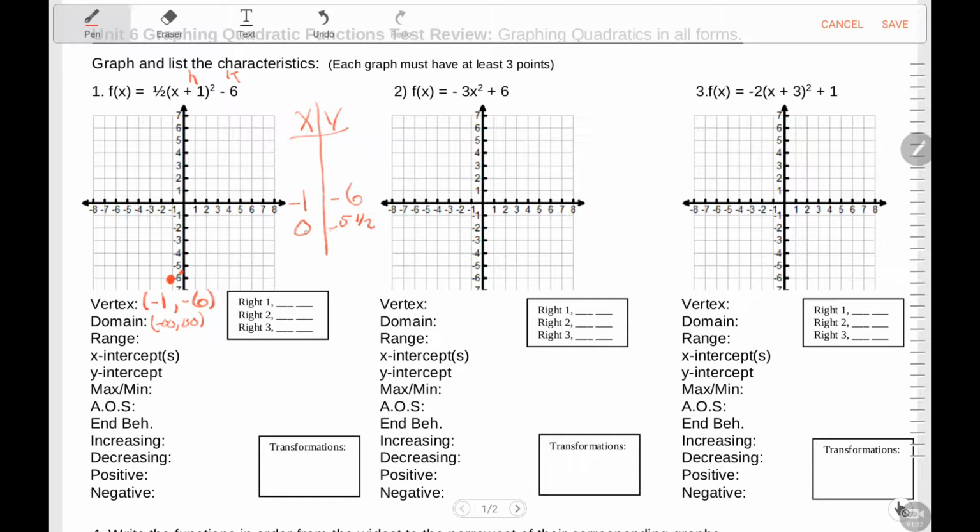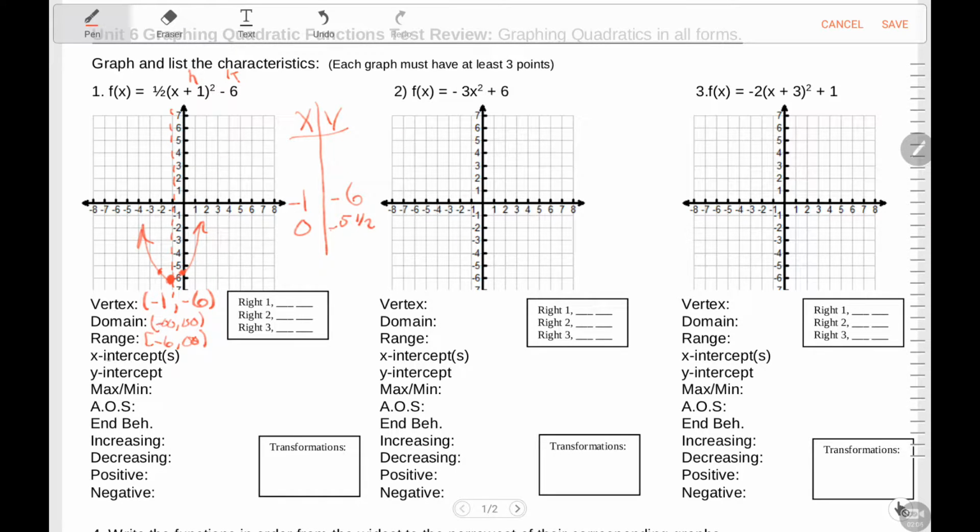So all I did was plug in 0 to get some more points, and I got negative 5.5, and we know that this is also our axis of symmetry, so we get something like this also. Okay, so our range, remember, starts from the bottom and goes to the top. The lowest point that this goes to is negative 6, and it goes up to positive infinity.